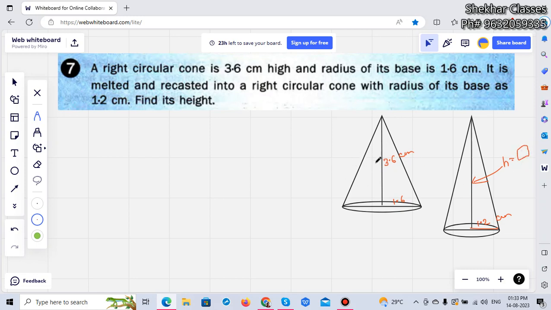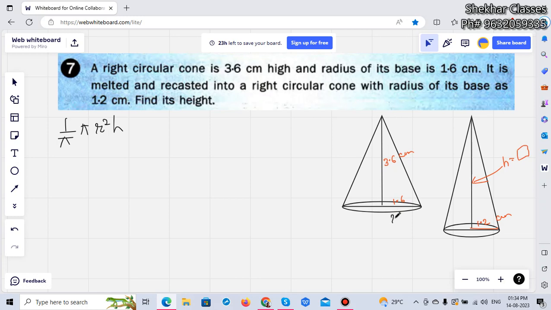See, the concept that we have to apply here is if it has been melted and recast into another cone, whatever the volume of this cone would be the same as the volume for the other cone. So how to find the volume of the first cone? We know the formula is 1 upon 3 pi r square h. Since this is one cone, the another cone, they have got different radii and the heights.